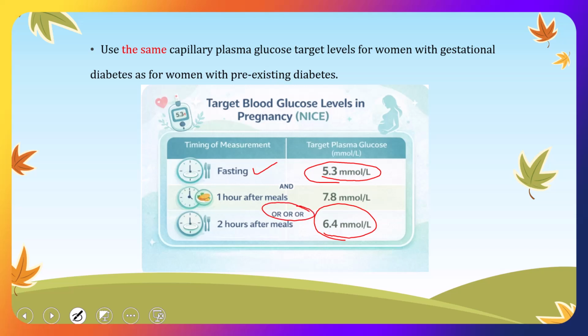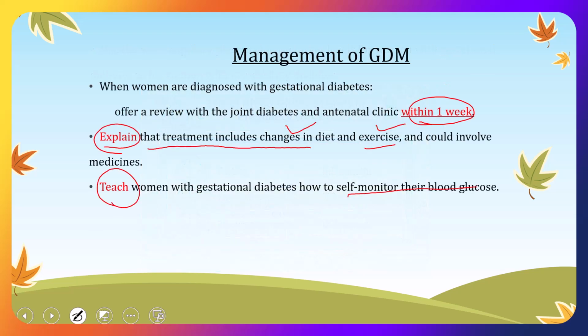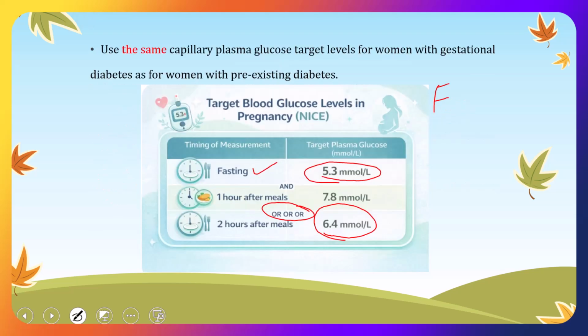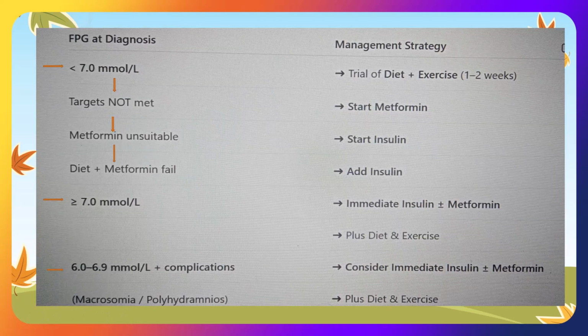So as you can see here, we are taking one measurement of fasting and the other measurement of 1 hour or 2 hour. So you need to remember that the target plasma glucose level can be taken in the form of fasting and 1 hour or 2 hour, and the levels are 5.3, 7.8 and 6.4 respectively.